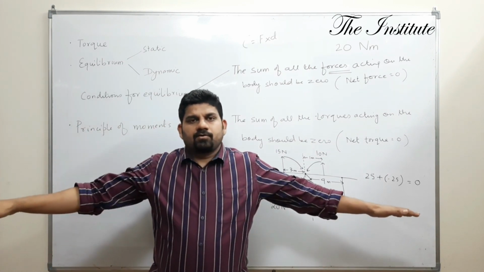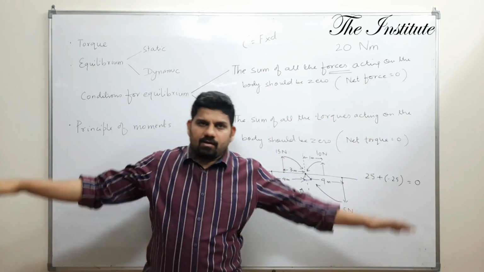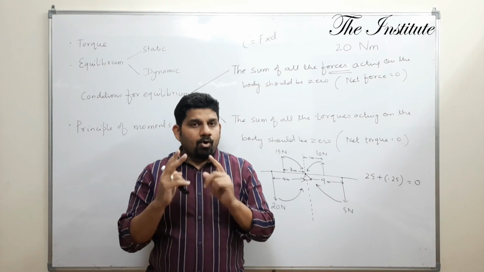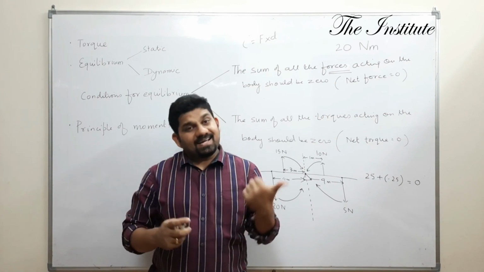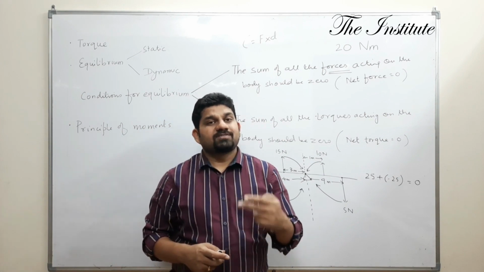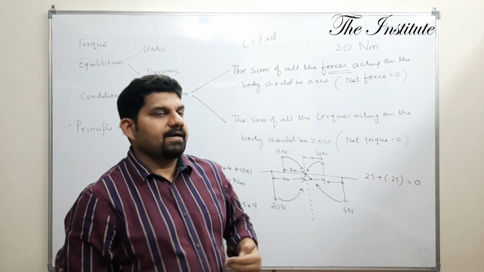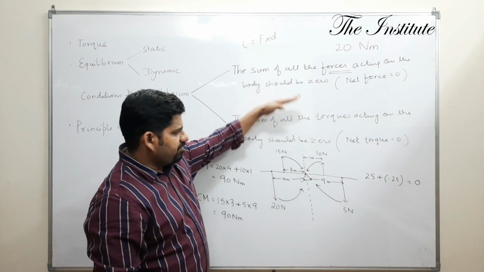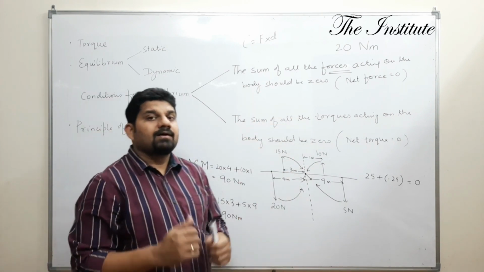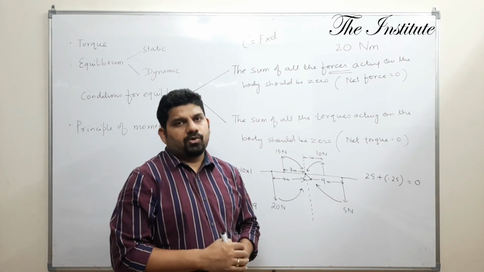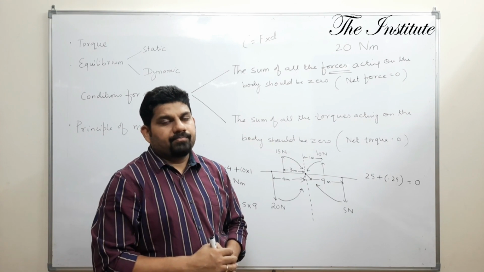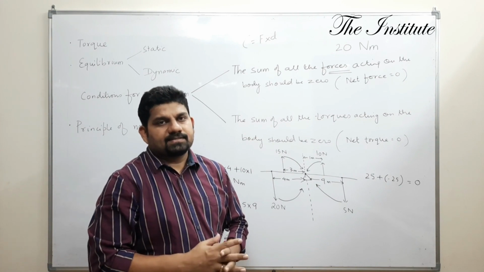So neither is the rod going to tilt this way or this way. So for the rod to be both in translational as well as rotational equilibrium, we need to satisfy both the conditions. The sum of all the forces acting should be 0 and the sum of all the torques acting should also be 0. I hope you have understood the basics.